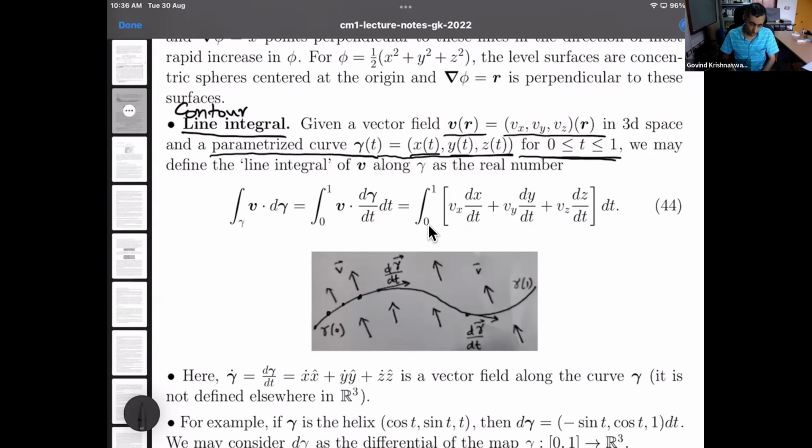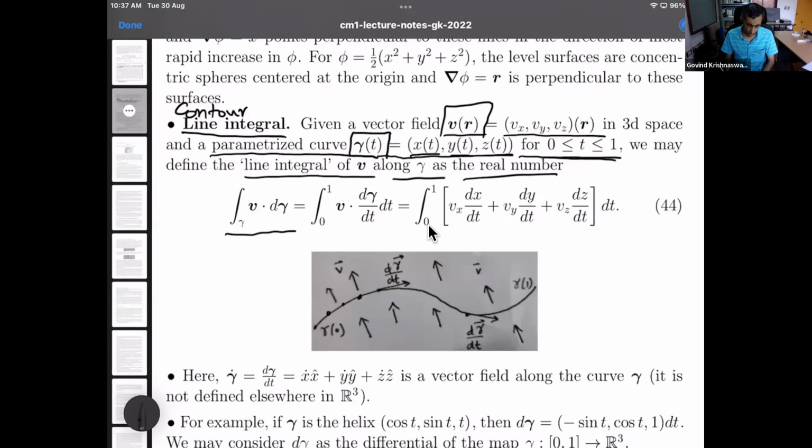Now, using these two objects, namely the vector field itself and the curve, it is possible to define the contour integral of V along gamma. So the output, finally, is a real number. Let us say which real number it is. So we take the vector field and then we take gamma.